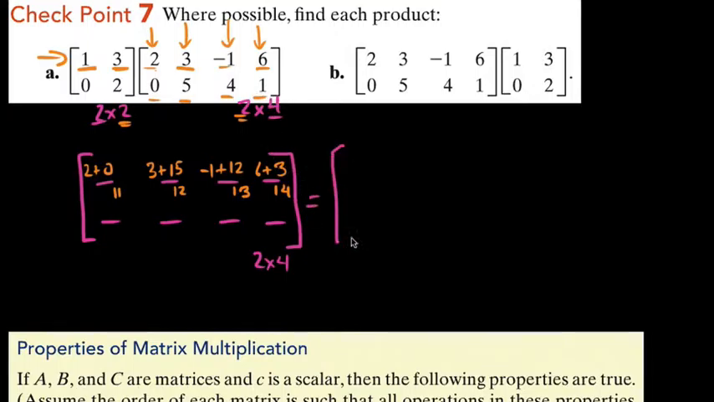And so I'm going to clean this up at least a little bit here. Looks like we get 2 plus 0 is 2, okay? 3 plus 15 is 18. We get a -1 plus a 12 is an 11, and then 6 plus 3 is a 9.